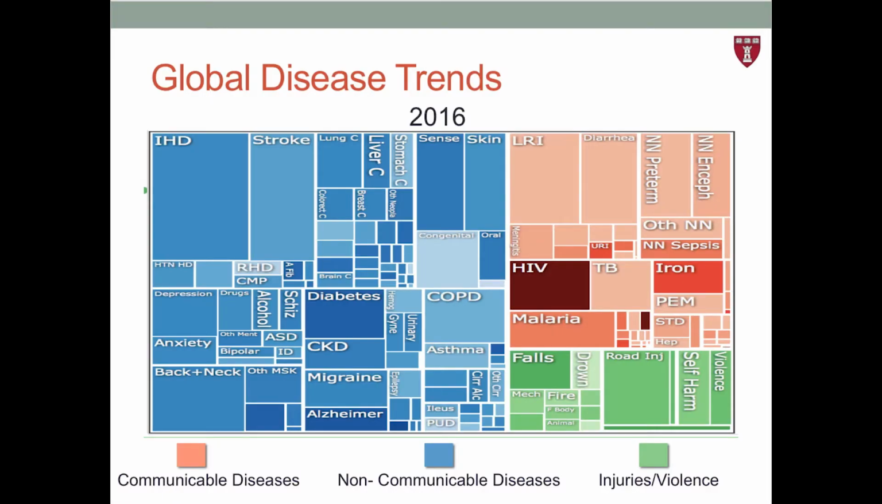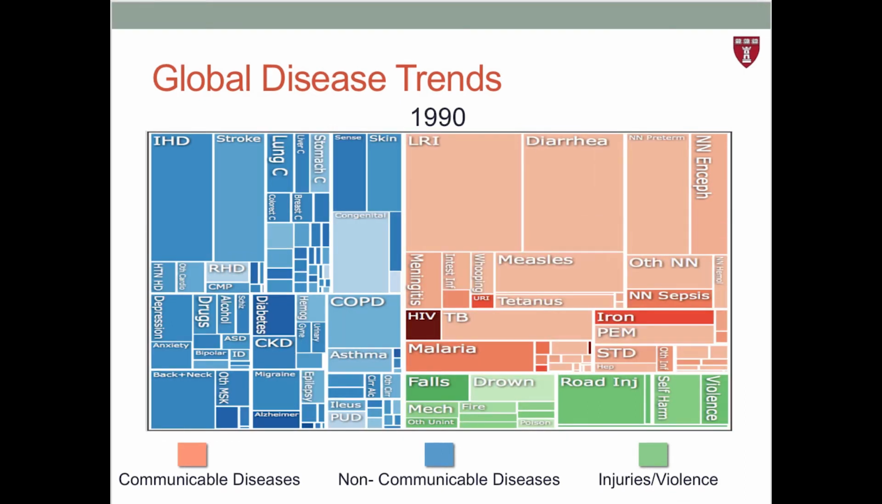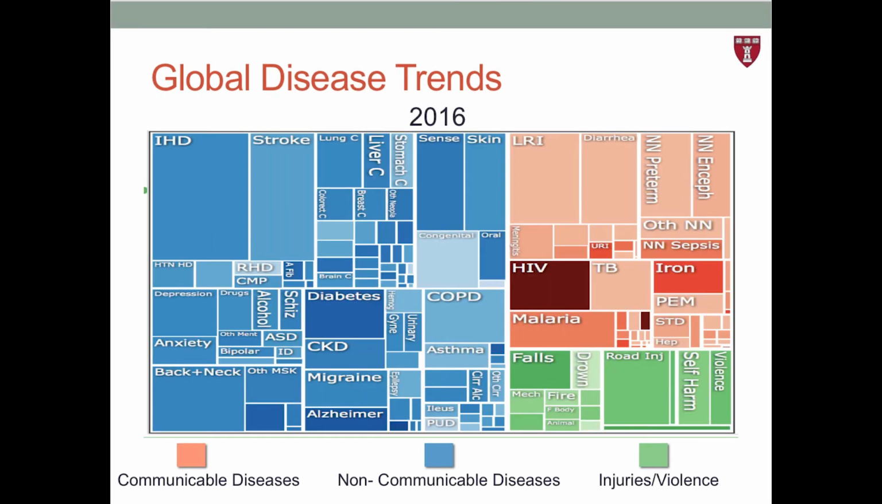So here's the latest data we have, which is from 2016. So how did the color categories change? I'm going to go back to 1990 one more time. So the biggest change that we see is a shrinking of the orange cluster of communicable diseases and growth in the blue, the non-communicable diseases. So now, today, the greatest burden globally of disease is with non-communicable diseases, where we've seen a decline in infectious disease rates. We've also seen an increase in injuries and violence.